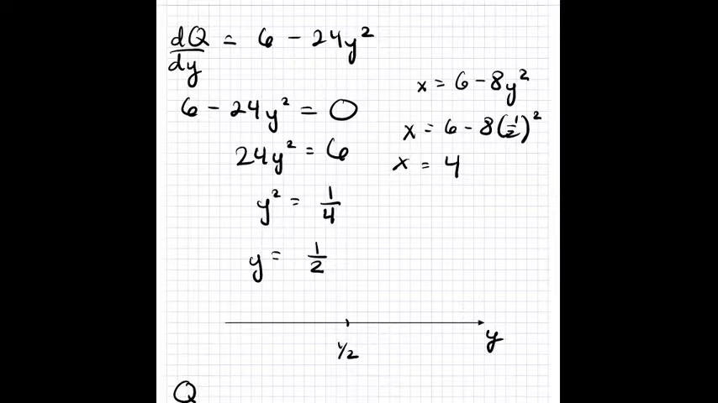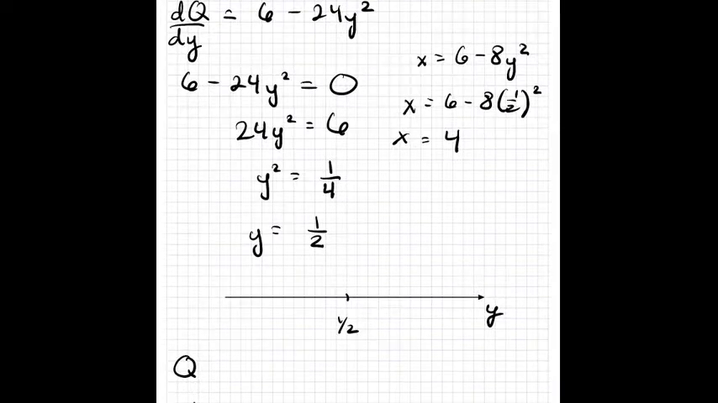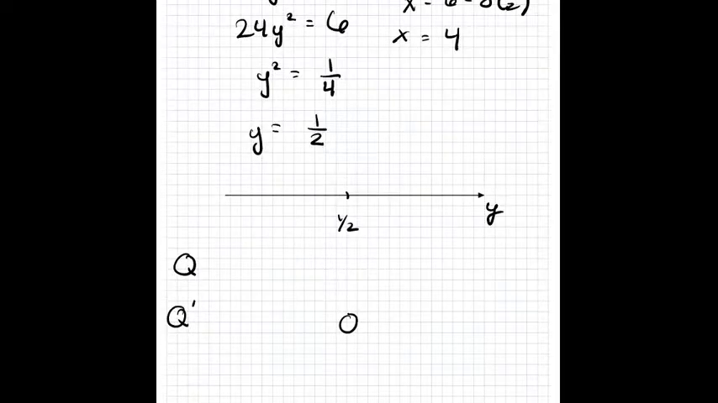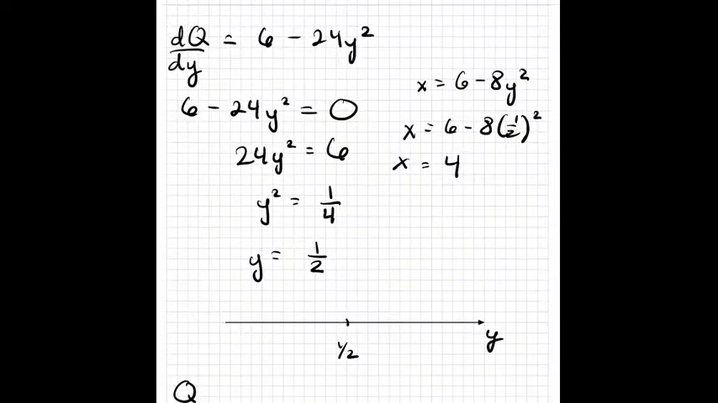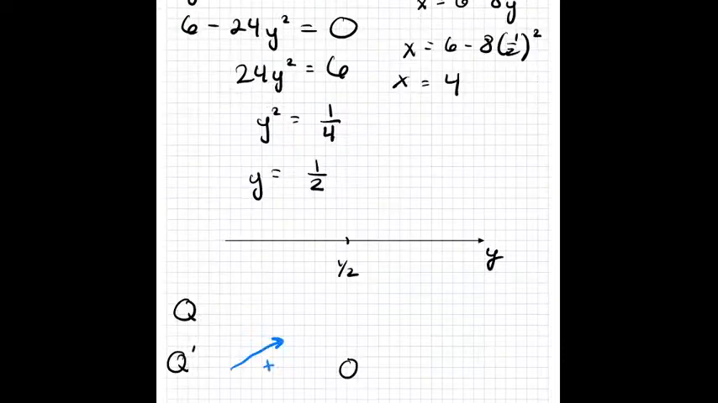Because if we want it to be a max, we want it to be increasing on the left and decreasing on the right. So positive is correct, right? If we chose a number less than 1/2, and we got a positive result for q prime, that means the original function is increasing, which is what we want. Let's choose something larger than 1/2, like 1. If we plug in 1 here, notice we'll get a negative result. So the first derivative is negative. That means the original function is decreasing. So then that confirms that the 1/2 is going to be our local max.